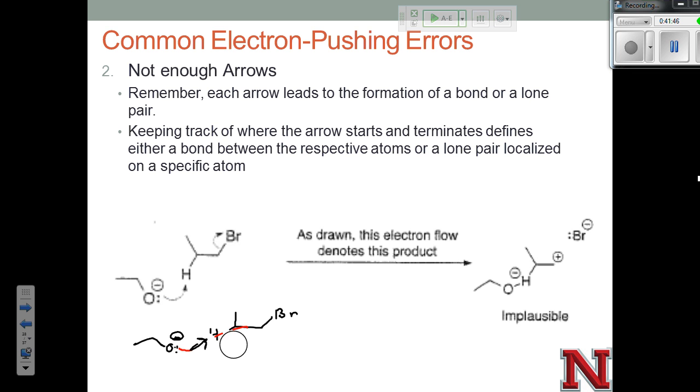And I don't want to put the base of my arrow going to my bond. It's going to my carbon. So this would be wrong, because that's showing it forming a carbanion. This would be the mechanism that we're trying to draw, and then of course those products would be something that could happen, so that makes sense.